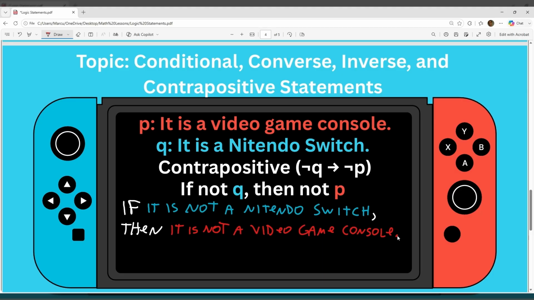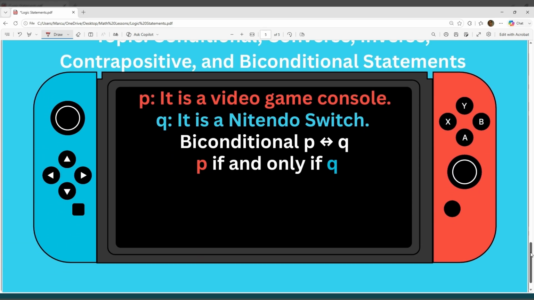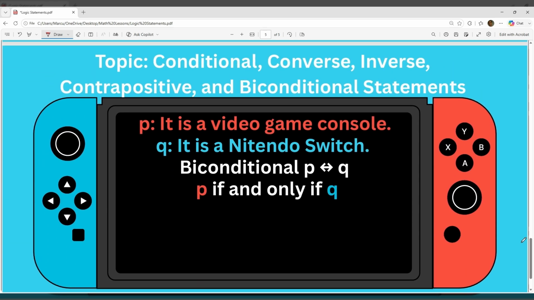Here we go. And then lastly, we're going to do what we call a biconditional statement. So for biconditional, notice we have the arrows going both ways. This means B if and only if Q. So it goes both ways. Please pause the video and try to write this statement right here.